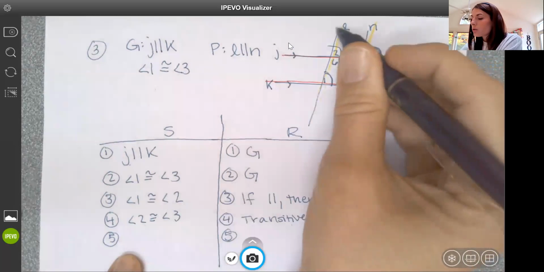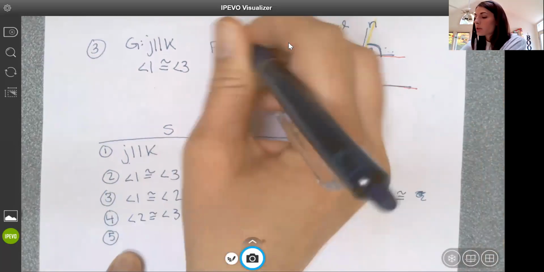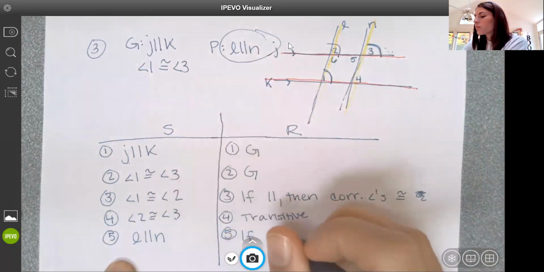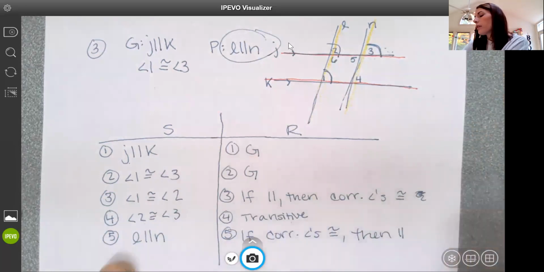So now I can say, okay, I just said those are congruent. That means these lines must be parallel. That's what I wanted to prove all along. L is parallel to N because if corresponding angles are congruent, then parallel.